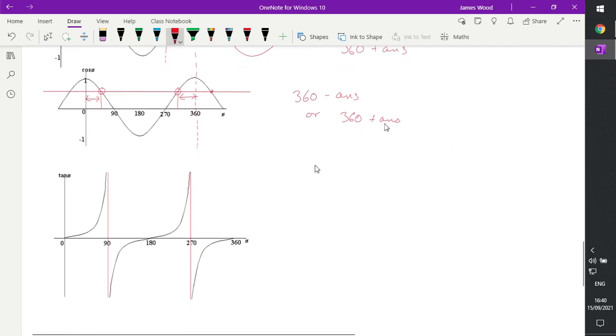For tan, so my first solution is here, my second solution is here, my third solution will be about there, and the graph goes back up. All I have to do here is add 180, because the whole graph repeats every 180 degrees. You could say it has a period of 180 degrees, whereas the other two have a period of 360 degrees.